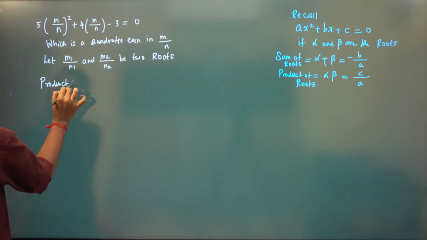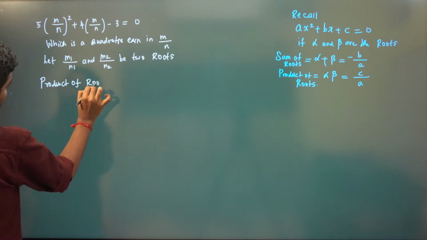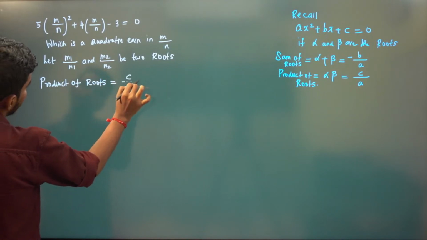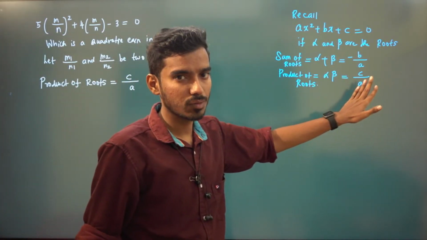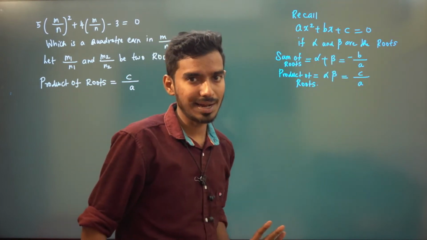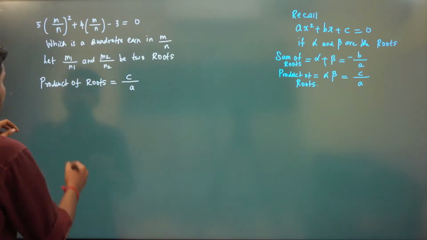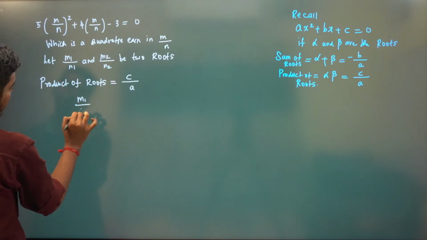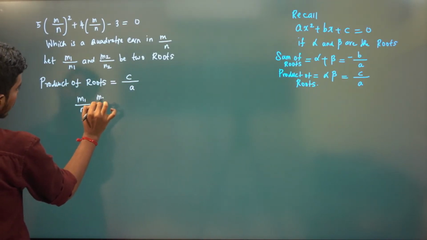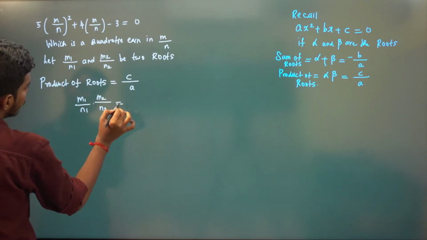Now we know, what is the product of roots? Product of roots is c by a, right? So we will only use this product of roots. We will not use sum of roots in all these problems. Now what is the product of roots? This is one root, this is the second root. So we have m1 by n1 into m2 by n2 is equal to c by a.